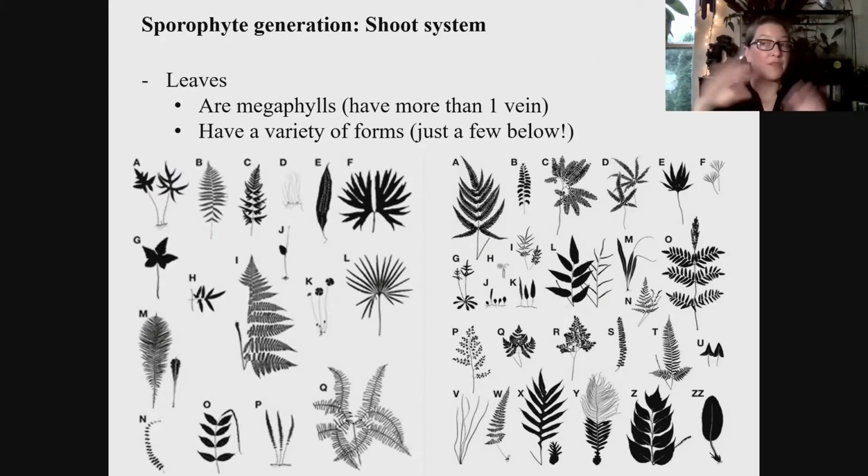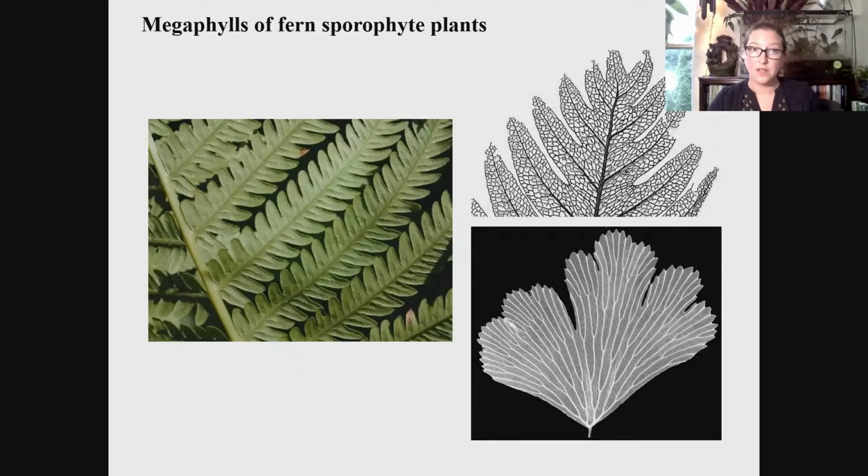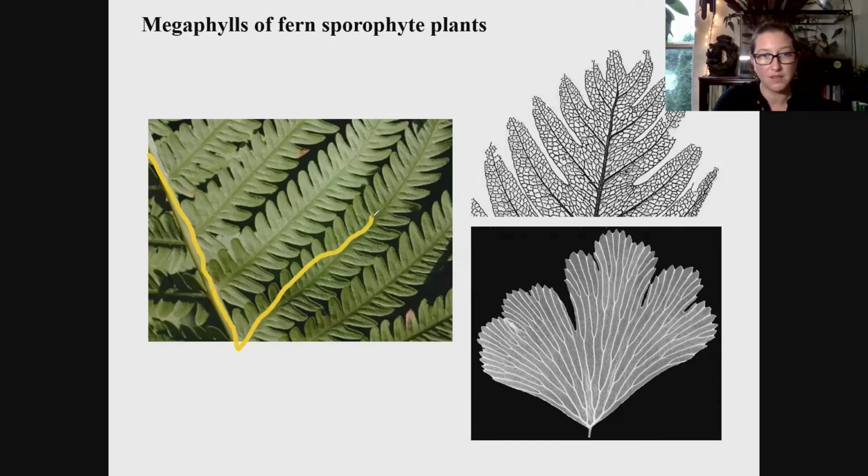So ferns and everything else we're going to look at has megaphyll, so leaves with more than one vein. And there's a ton of different forms as shown below. This is just a few examples. Here are our fern leaves. You can see they have many veins. I'll use yellow. In this case, it's a compound leaf. So this is a vein, this is a vein, this is a vein, and there's tiny veins coming out all around. Up here, it's very easy to see. Each of these black lines, including the small net-like ones, are veins.